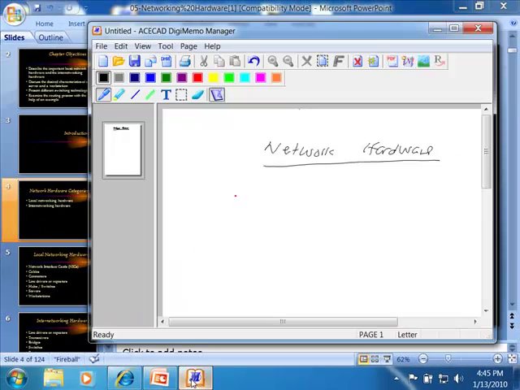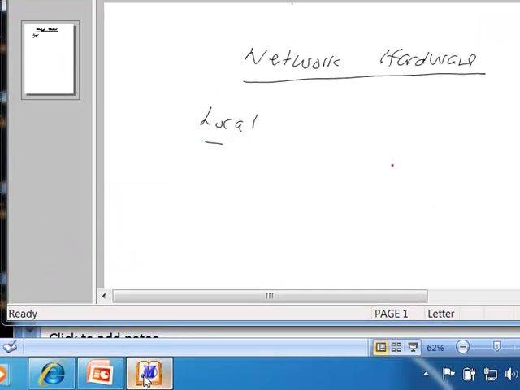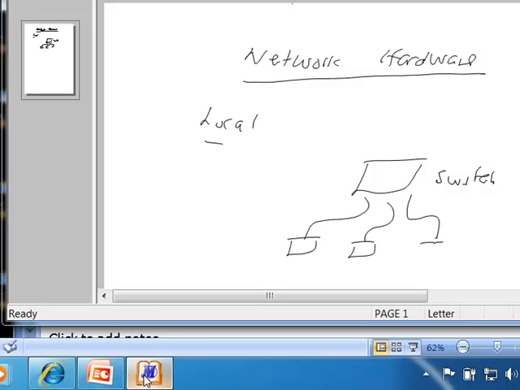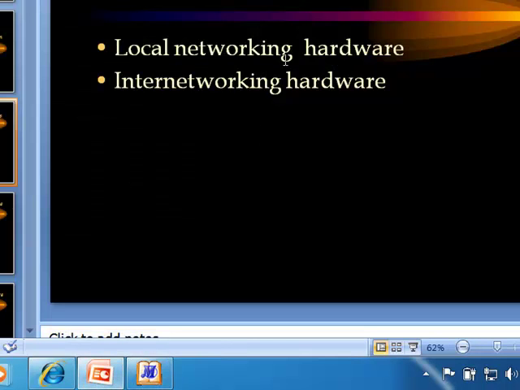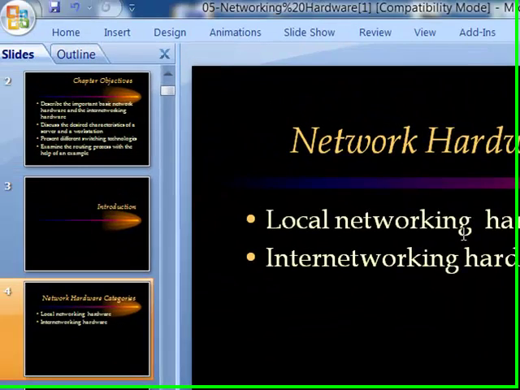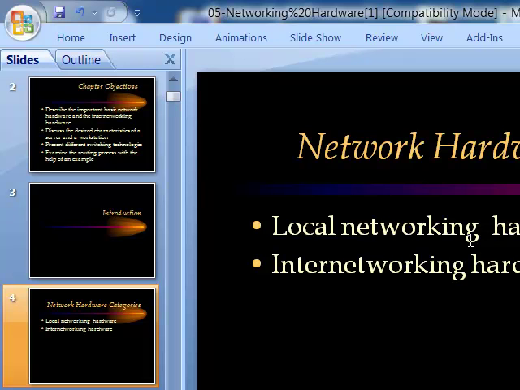In other words, when I say local, you are basically connecting, let's say you have a switch that would connect different computers together. This is local networking hardware. But on the other hand, you can also have internetworking hardware where you would connect networks together. The devices that you can use, for example, you can use a switch to connect two different networks. You can use a router to connect two different networks. So that's the difference I'll talk about.